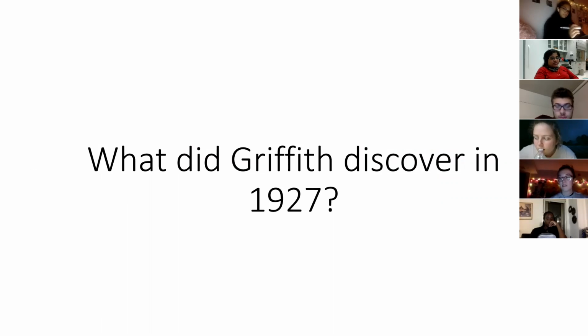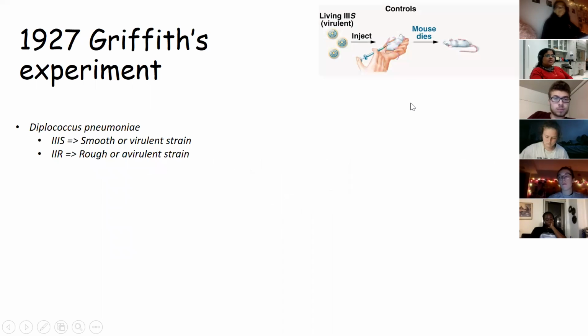So what do you guys know about Griffith's experiment? What did he discover back in 1927? The virulent and avirulent cells. Is that Griffith? Yes, that is part of it. Anyone else want to add on? The transforming principle. Mm-hmm. That is one of the main components, yes, okay.